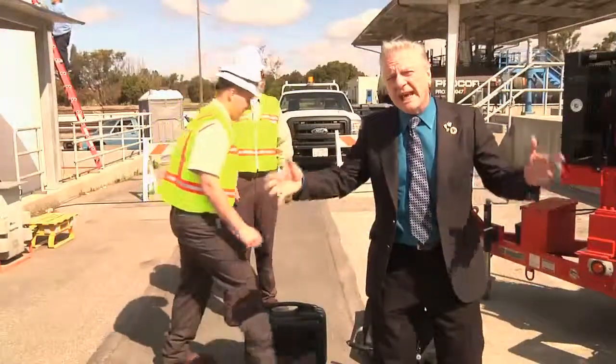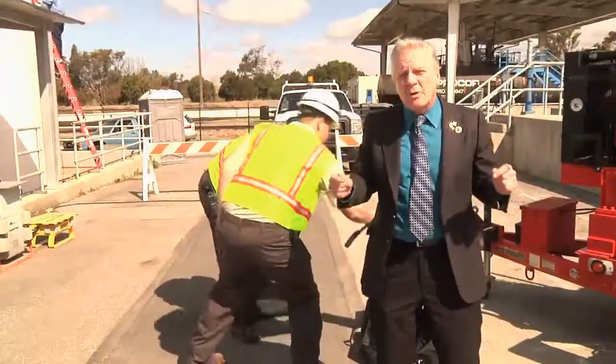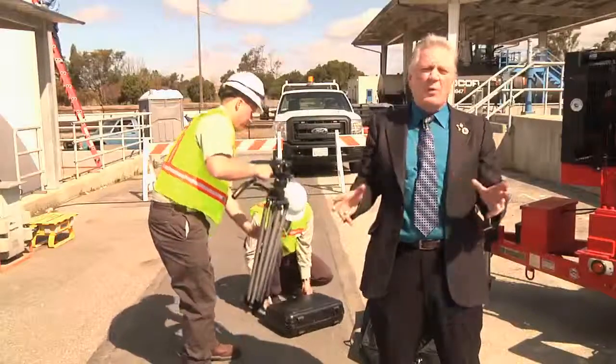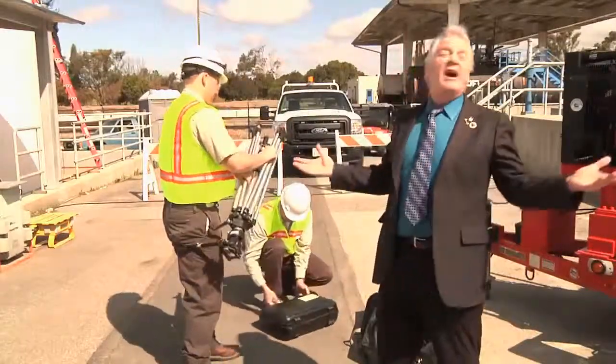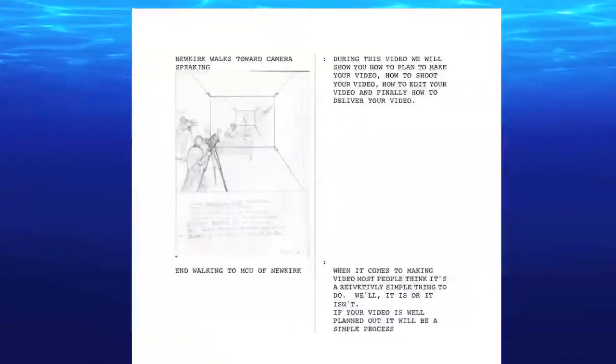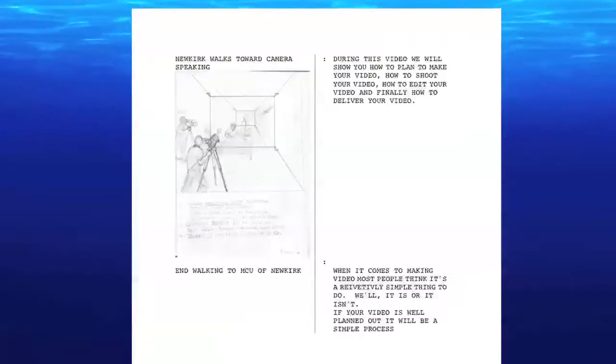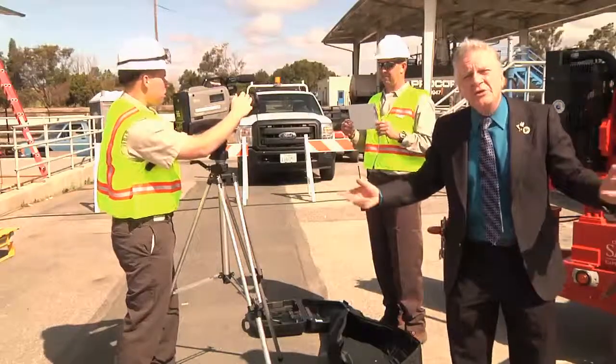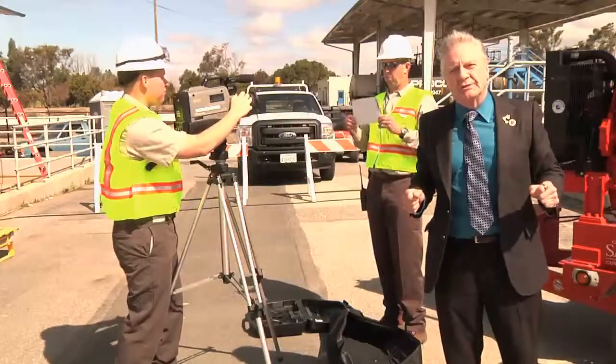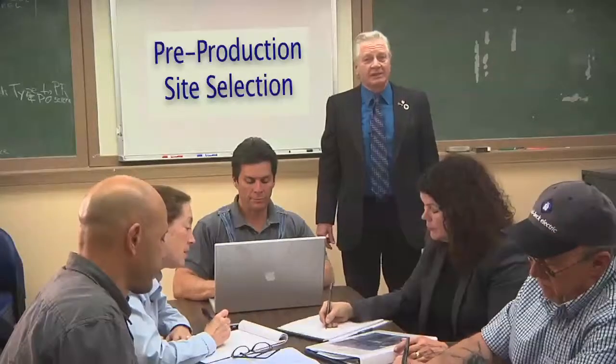The point is, when we get out here, we know exactly what we're going to shoot. You simply don't want to make these decisions in the field for obvious reasons. So, if we accurately show it on the storyboard, when you get out here, you know exactly what you're going to shoot. That brings us to site selection.